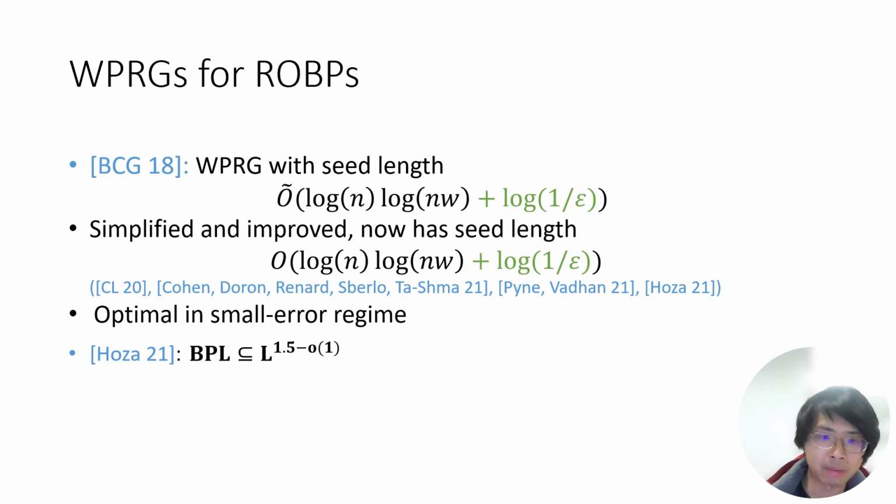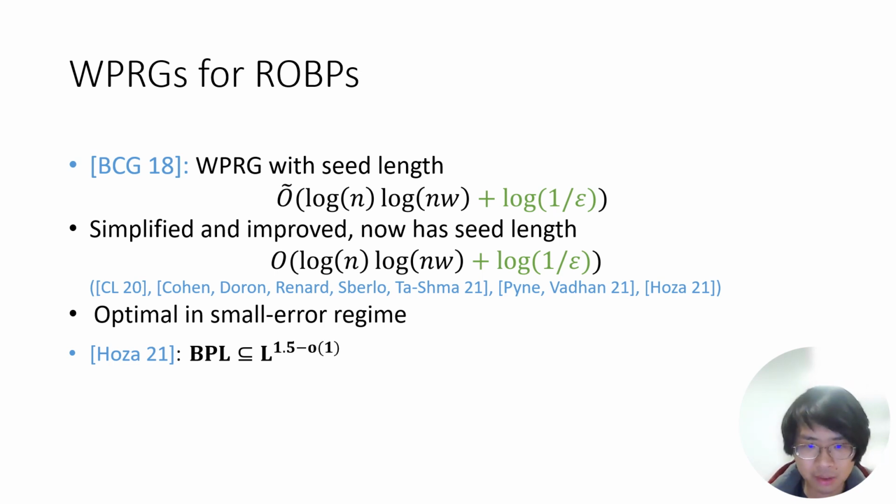In the same paper by BCG, where they define the weighted PRG, they also show that one can construct a weighted PRG for read-once branching programs with seed length roughly log n W plus log 1 over epsilon, with the tilde hiding some log factors. Their original construction was pretty complicated, but it was later simplified and improved in a subsequent line of work. Now we have a very simple construction that has seed length log n W plus log 1 over epsilon, which basically removes the hidden log terms. This seed length is optimal in the small error regime.